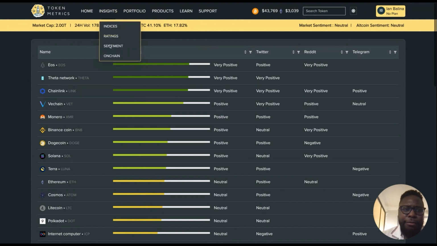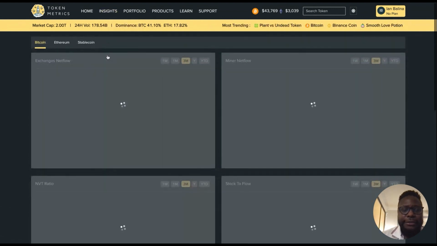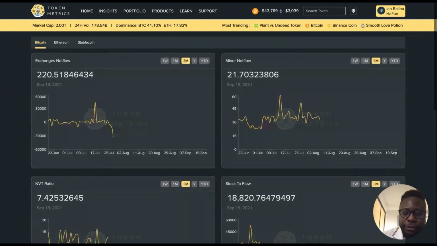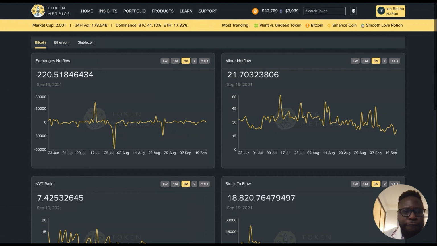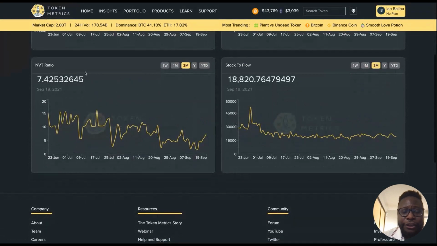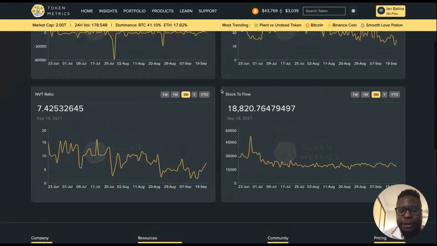And then we also have on-chain data. This is still a work in progress, but we have some charts here. So we have data for Bitcoin, for Ethereum, and stablecoins. So looking at the flow of money on exchanges, miner flow, stock to flow, NBT ratio. Now, as mentioned on the live stream earlier, stock to flow model is overrated, overhyped. Our research team has gone into it, looked at the data, run this into our back tests, and it's overhyped.